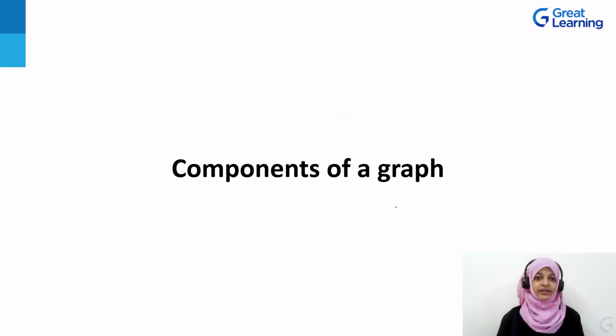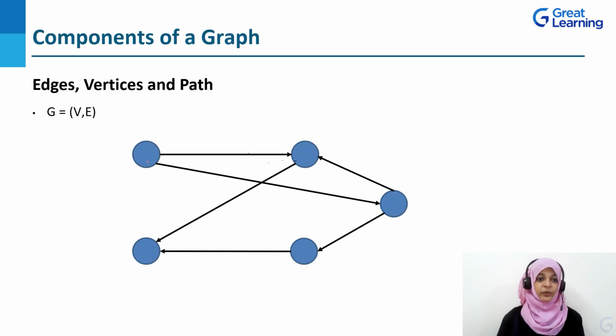Next, let us look at the components that are part of any graph. Please remember that these components are important to understand because they form the basis of any and all graphs that we might come into contact with. So the first thing we need to understand here is what are edges, what are vertices, and what is a path. Assume we have this kind of a graph as given here.